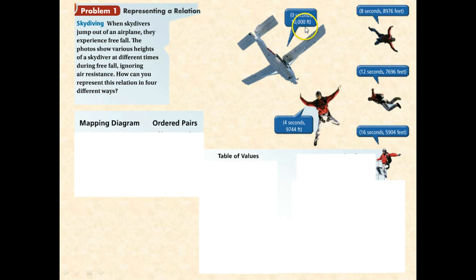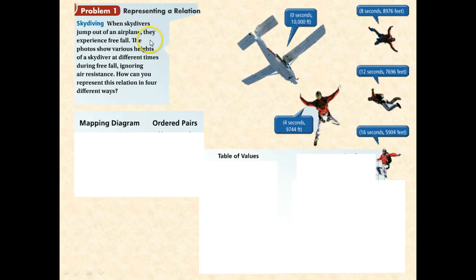Anywho, these pictures show the person's distance from the ground, the person's elevation, a certain number of seconds after they jump out of the airplane. At 0 seconds, they're in the airplane at 10,000 feet. After 4 seconds, they're 9,744 feet off the ground. After 8 seconds, they're 8,976 feet. 12 seconds, this many feet. 16 seconds, that many. You're getting closer to the ground.